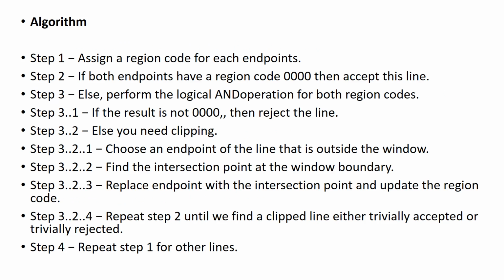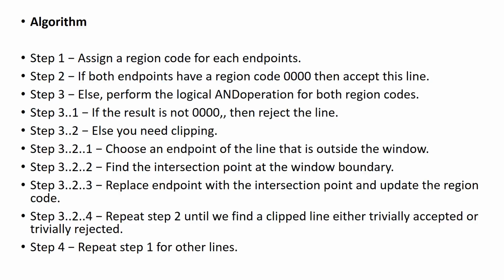The algorithm is very easy if we focus on these 3 possibilities. The first step is to assign a region code to each endpoint. We already know that every line has 2 endpoints, so a line is made up of 2 endpoints, and we need to assign a region code to each of these 2 endpoints. This is the first step.